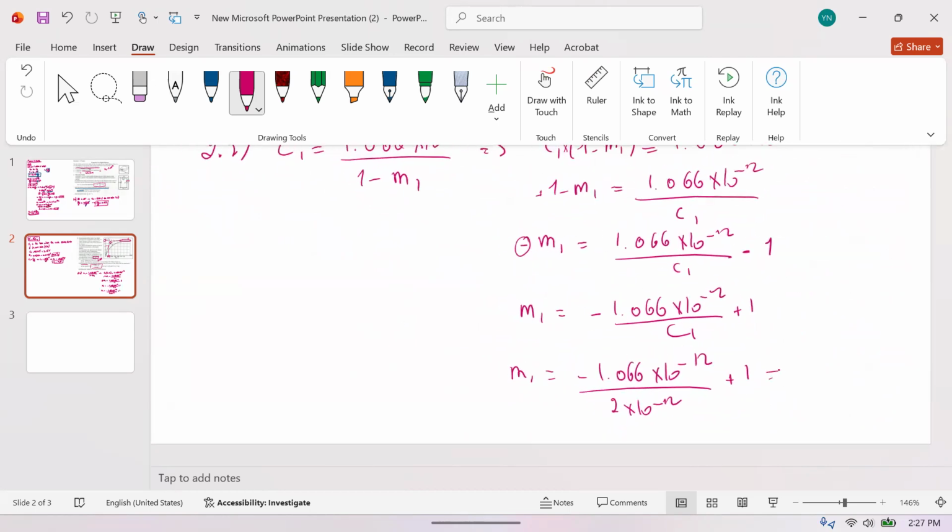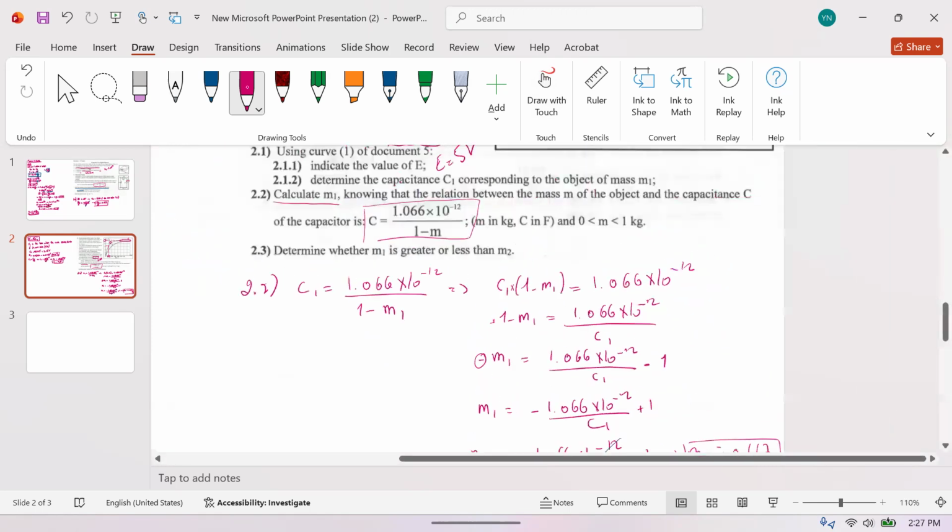Okay, which is M1 equals, we can remove 10 power minus 12 in the numerator and in the denominator. Now we have to find minus 1.066 divided by 2 plus 1. We will get 0.467 and kilogram is the SI unit. Okay, this is this part.